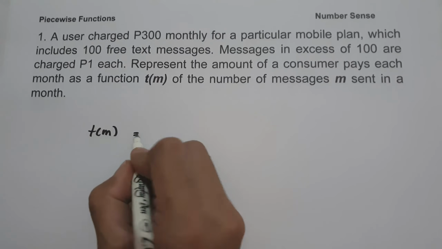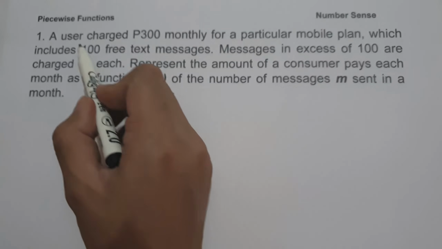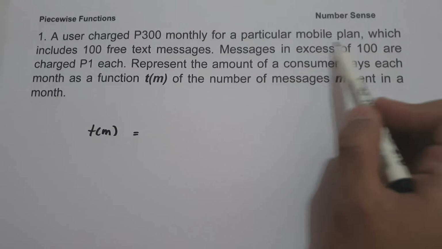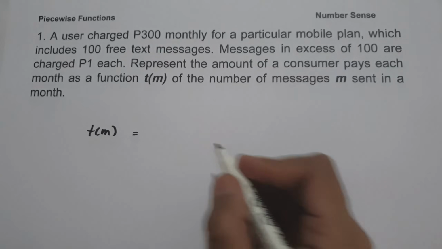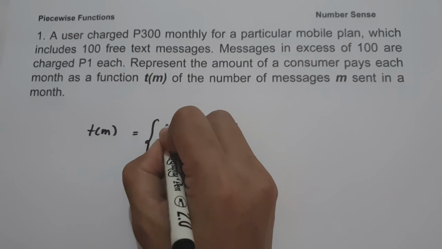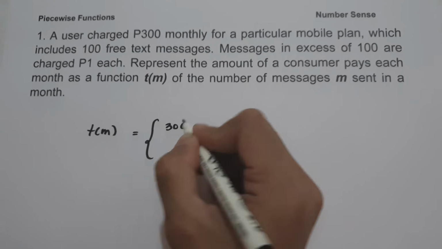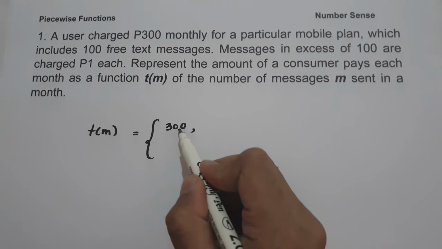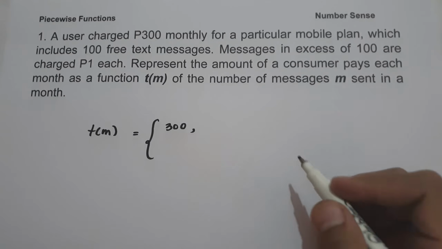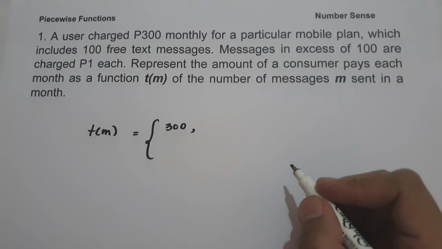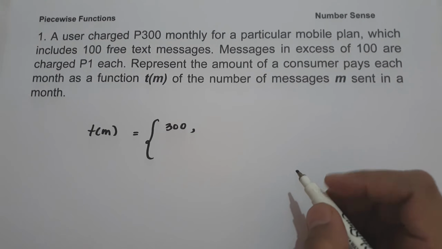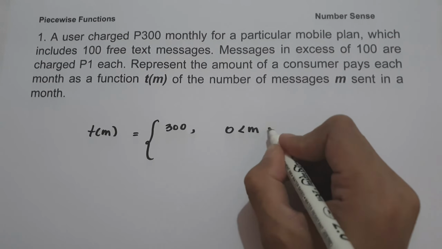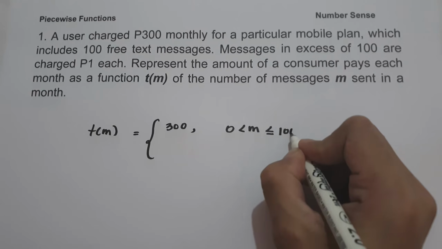that is the number of messages sent in a month. In our first statement, a user is charged 300 pesos monthly for a particular mobile plan which includes 100 free text messages. So let us have 300. 300, that is the amount paid by the consumer if he or she uses 100 free text messages or less. If the consumer uses 100 free text messages or less, we are going to have an interval M is greater than 0 but less than or equal to 100.